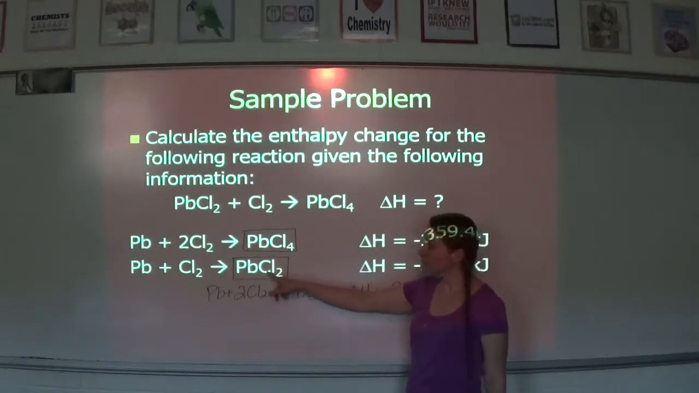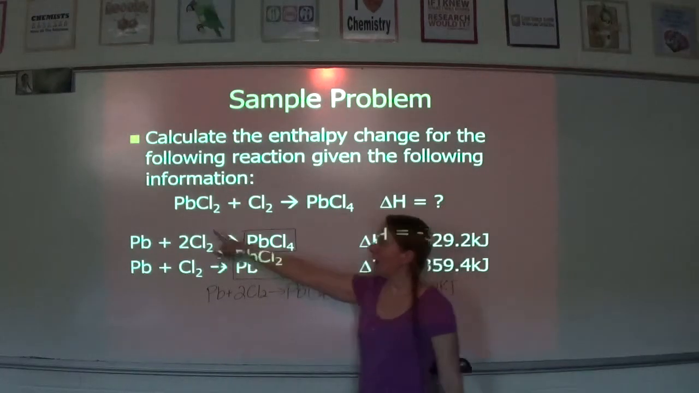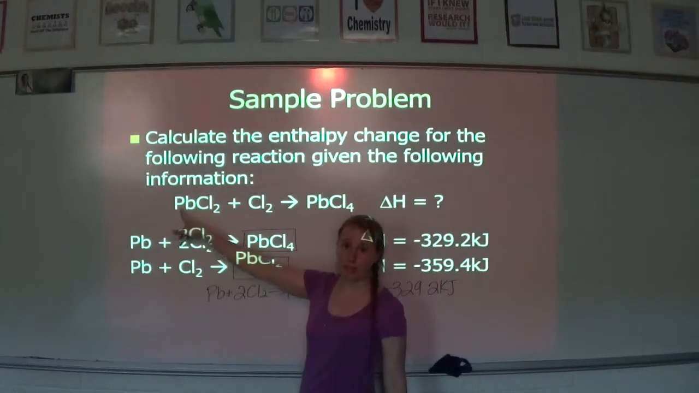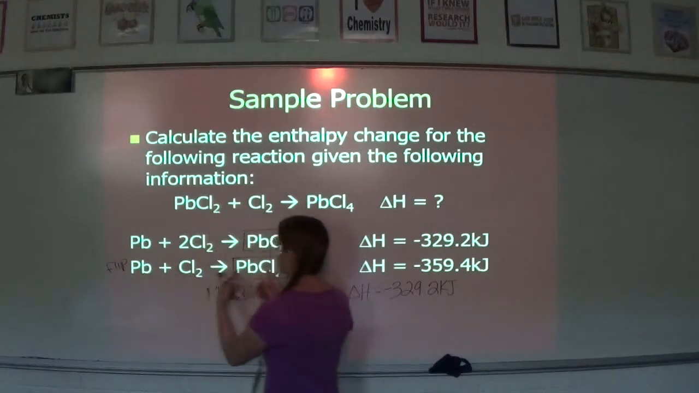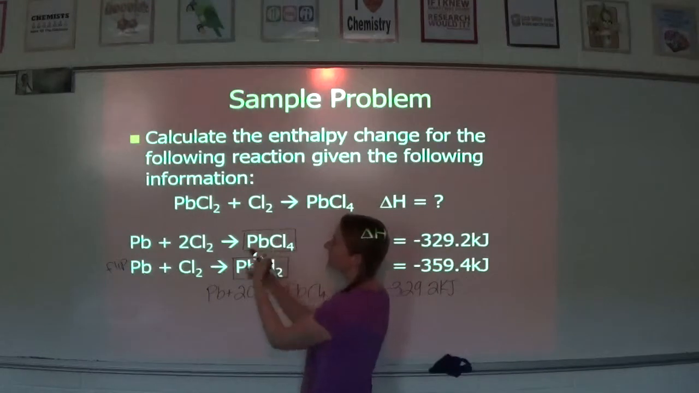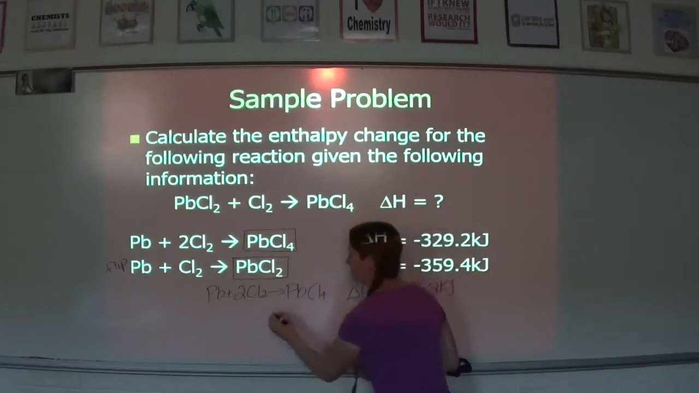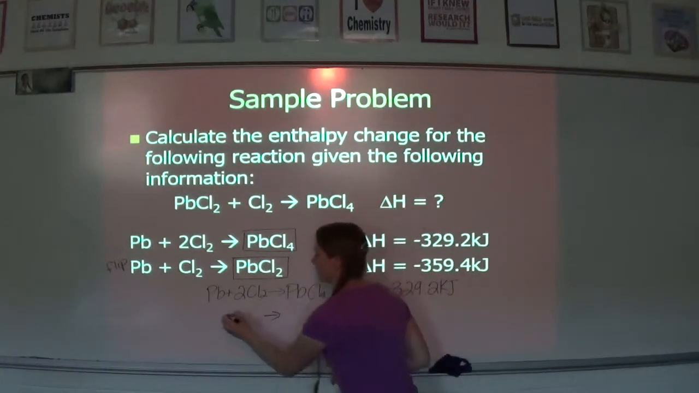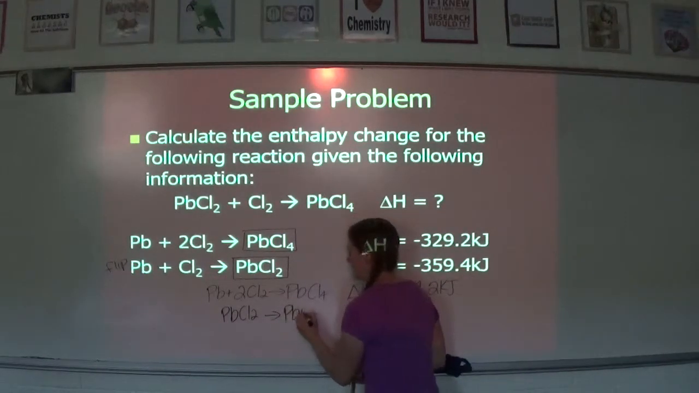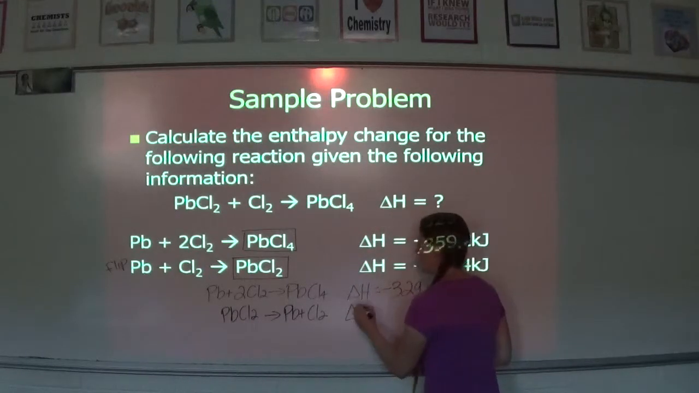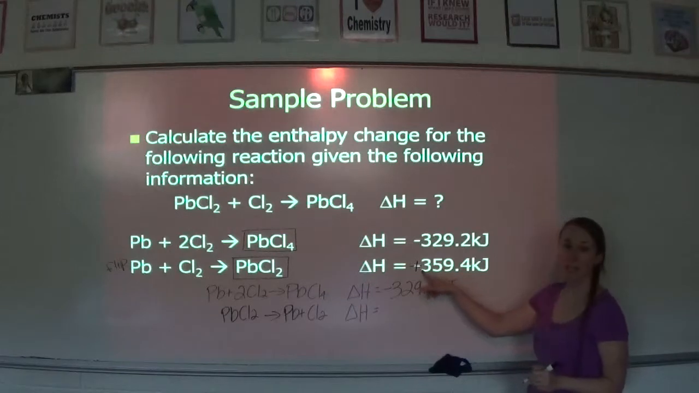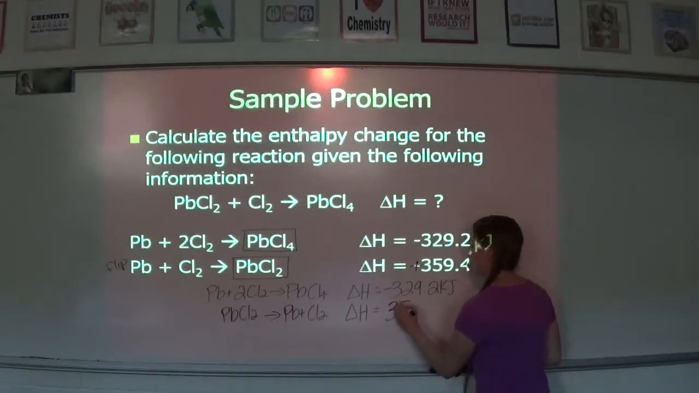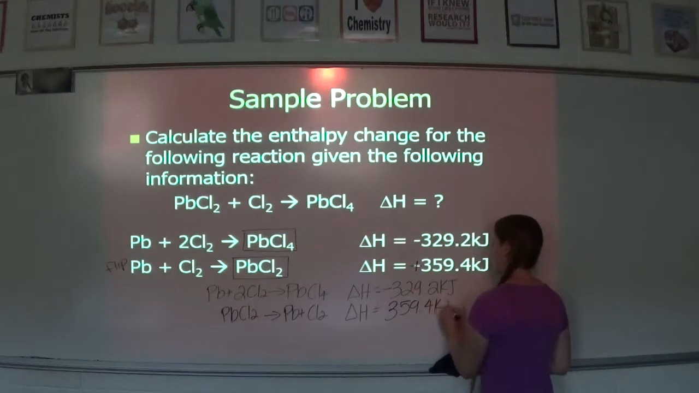Alright, so now let's look at PbCl2. Well, I have 1 PbCl2 as a product. I want 1 PbCl2 as a reactant. So this is an example of where I'm going to flip a reaction because, see where the arrow is? I need it on the other side. So when you flip a reaction, you just write the products first. So PbCl2 yields Pb plus Cl2. When you flip a reaction, you change the sign of delta H. So see, it was negative, so I'm going to change it to positive. So it becomes 359.4 kilojoules.